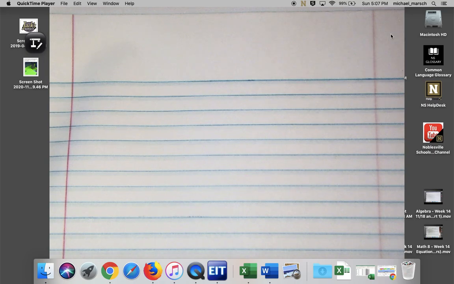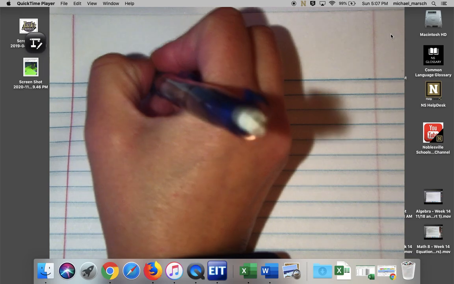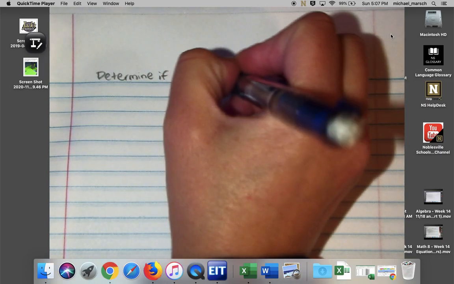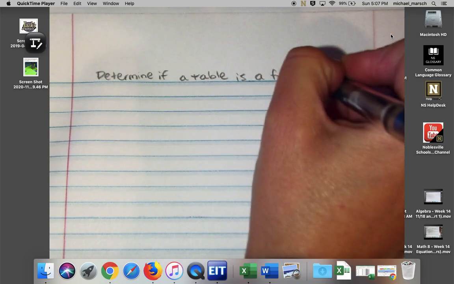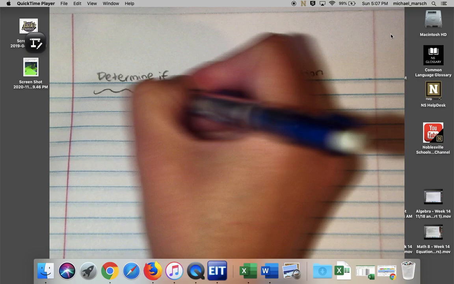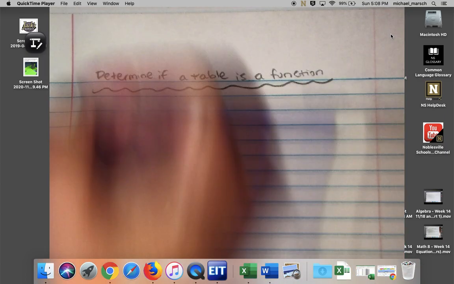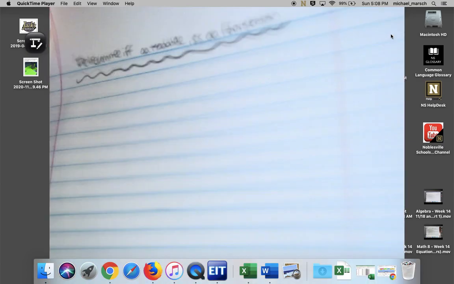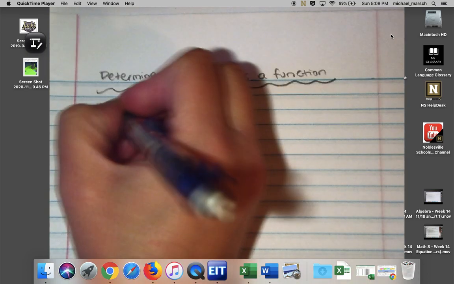Okay, so we're going to determine if a table is a function. So I'm going to give you an example. My paper is kind of crinkled here. It's like it got stuck. Oh, there we go. Okay. So I'm going to give you a couple of examples.